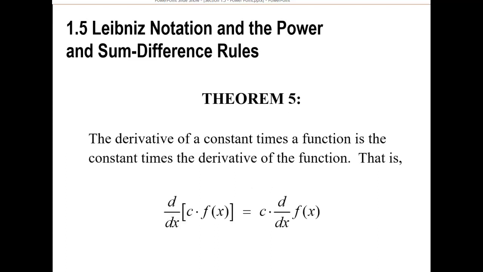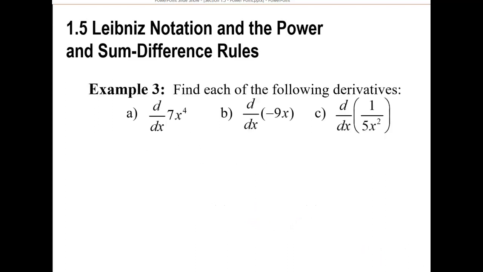All right, the derivative of a constant times a function is the constant times the derivative of the function. So in other words, if you have a constant multiplied by a function, you can factor the constant out, differentiate the function, and just multiply by the c. All right, so if I have 7x to the 4th, negative 9x, and 1 over 5x squared, we're going to find our derivatives.